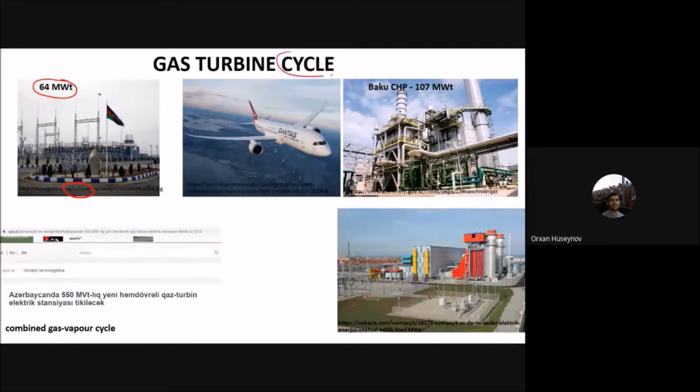This cycle is very similar to the diesel cycle, which is for the petrol engine and diesel engine. This is another thermodynamic cycle that we use for electricity. And this gas turbine cycle is also used in the engines of airplanes. The engine of the airplane is exactly the same gas turbine cycle, but with modifications.